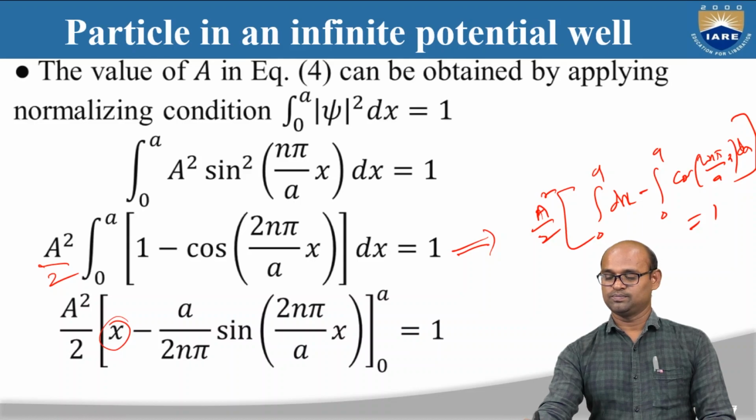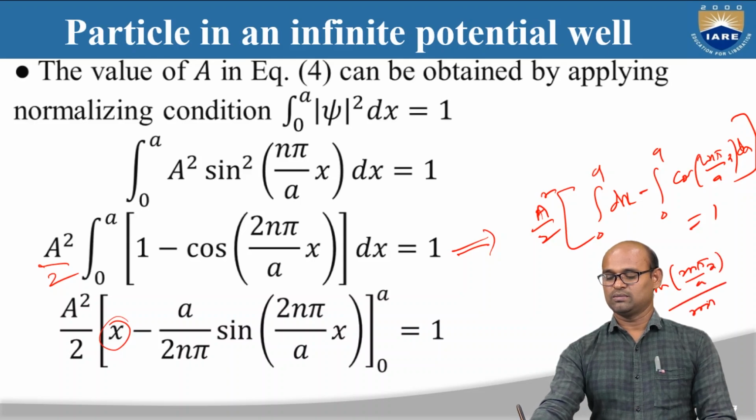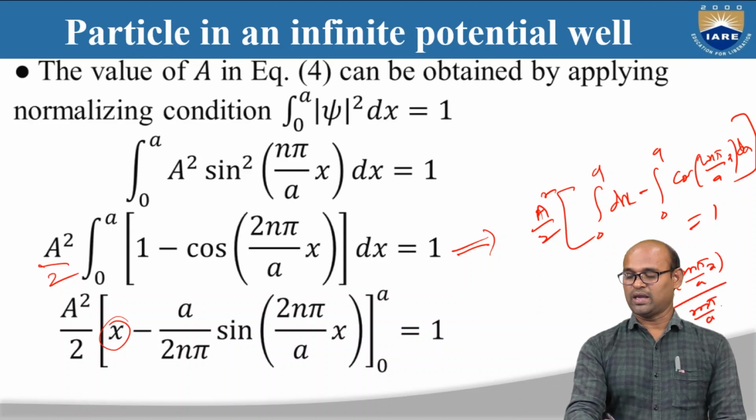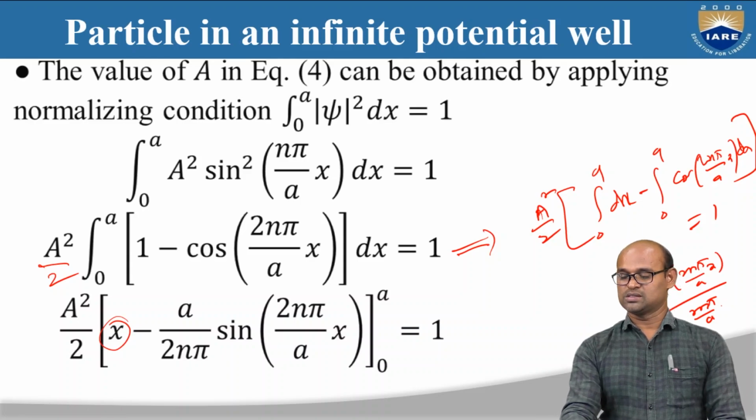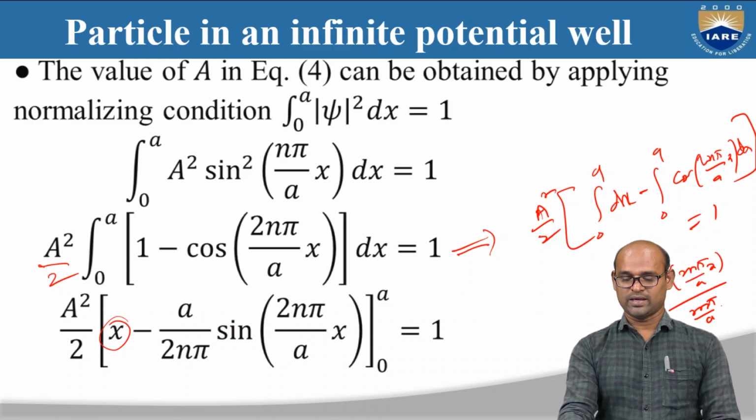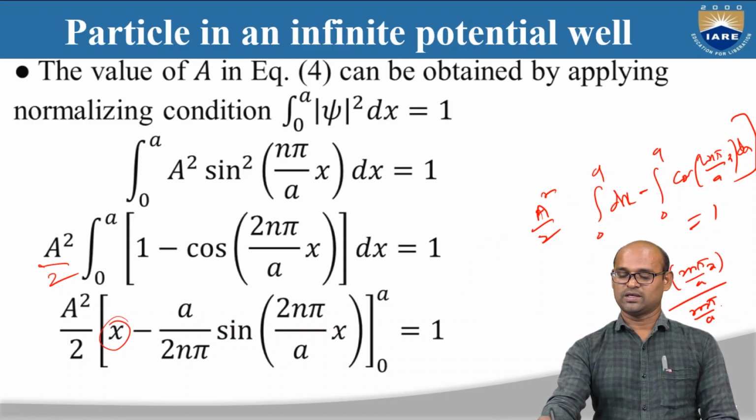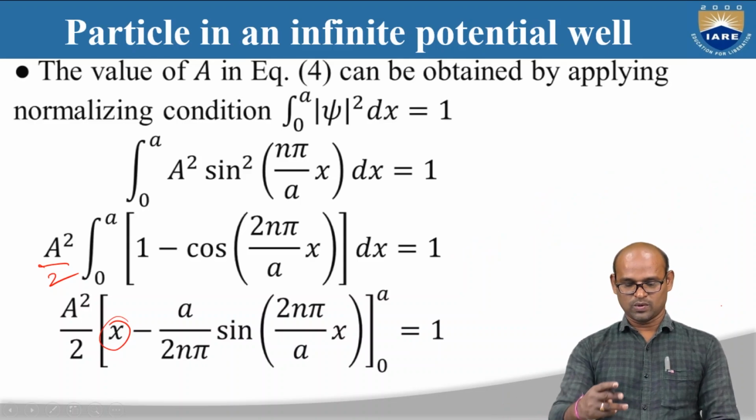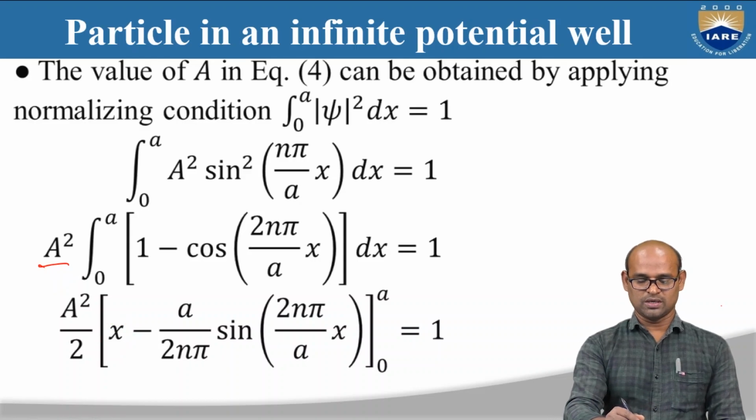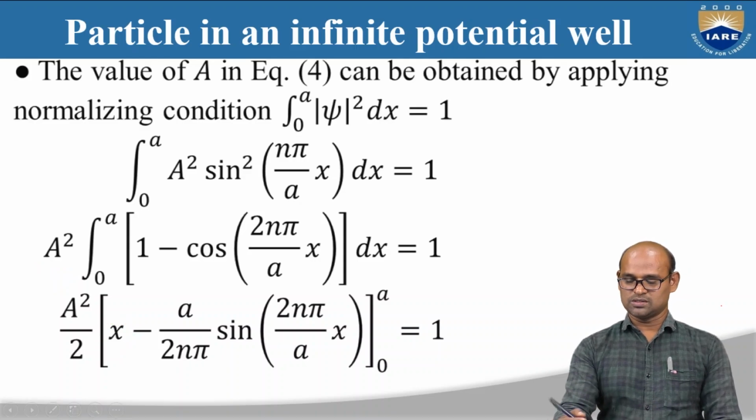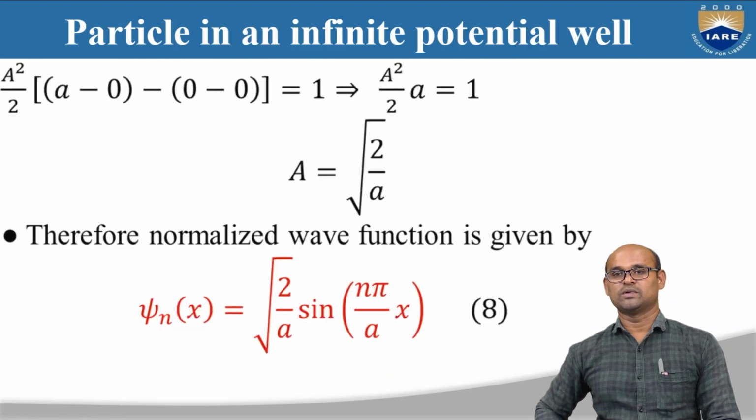So let me write down sine 2n pi by a into x by 2n pi by a. So that will become a by 2n pi here, and sine 2n pi by a into x all must be equal to 1. Okay. So that is how I get this. So now I'm going to substitute these limits. The limits are 0 to a. So let us substitute the limits.